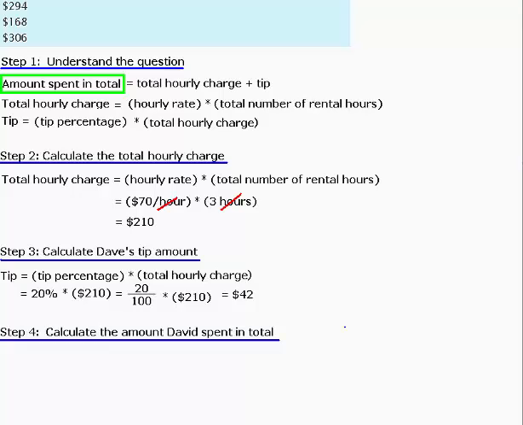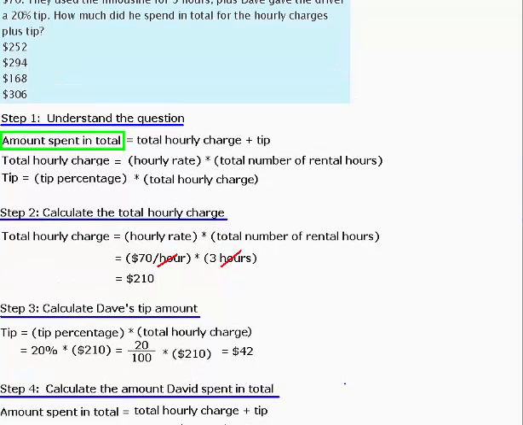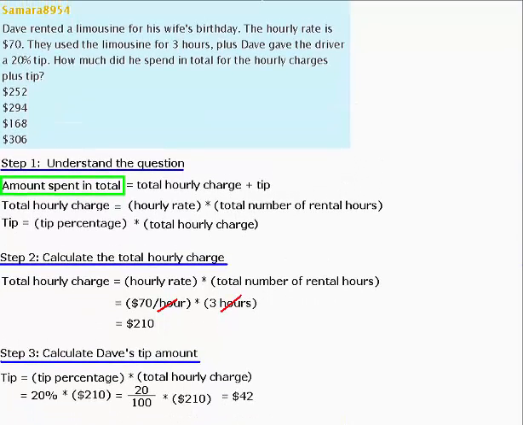So again, we'll use the formula for the amount spent in total that we laid out in step 1, where we learned that the amount spent in total is simply the sum of the total hourly charge plus the tip. From step 2, we know that the total hourly charge is $210, and from step 3, we know that the tip is $42. Therefore, the sum of the two is equal to $252. And therefore, if we go back to the original question, we find that the first answer is correct.